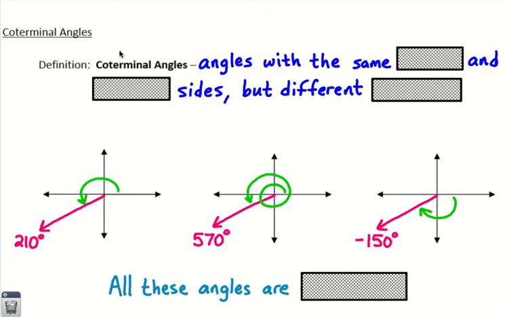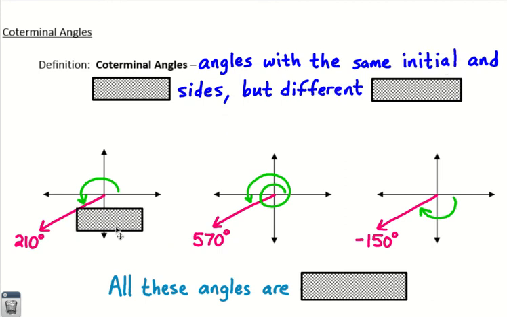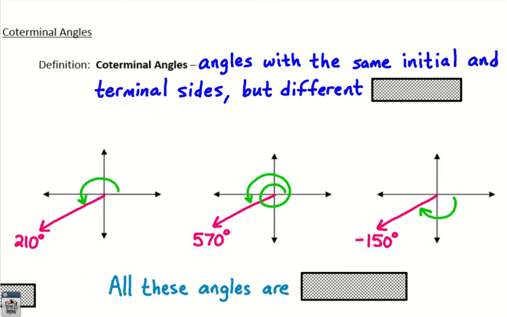Moving on, I think this is the final topic of section 1, and it's coterminal angles. So, a little definition for you. A little vocabulary, if you will. Coterminal angles are angles with the same what and what sides? Initial and terminal sides, but different rotations. I'll give you a few seconds to write that down, but pause if needed as always.